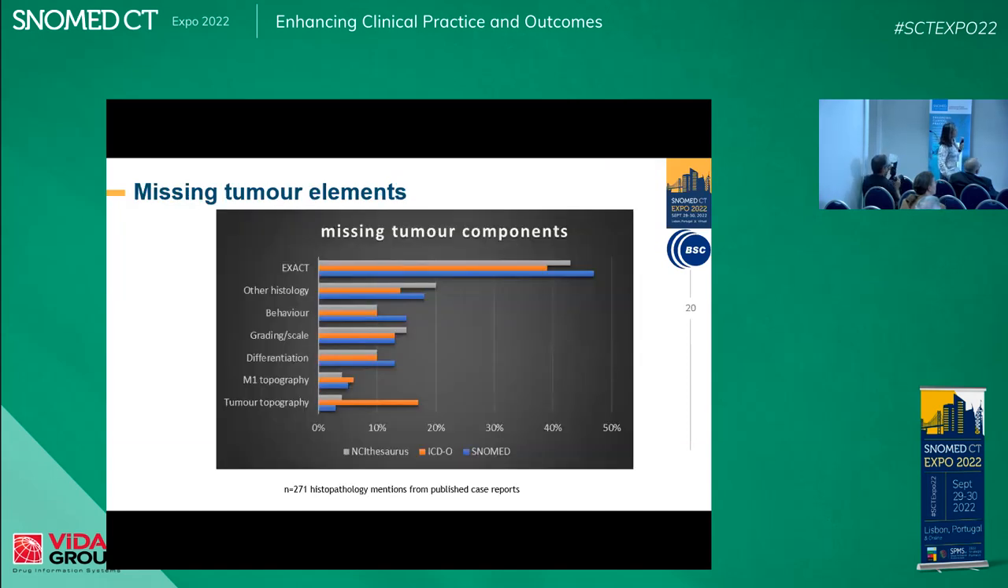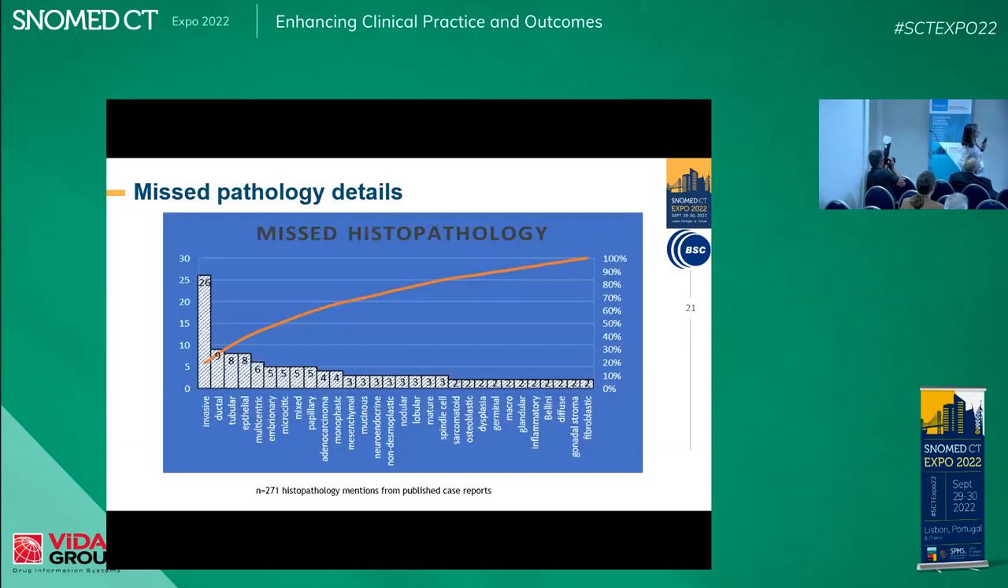And what we found is that we have an exact code in a bit less than half of the mentions that we had in this corpus. Interestingly, one of the major problems was specific histology details that were not in the code. Others were the behavior, if the tumor metastasized, the grading of the scale, etc. Here, we'll see some histology things that were missing. So in the text, we had that the tumor was invasive, ductal, tubular, epithelial, multicentric. All these mentions were not captured by our codes and would have had to be post-coordinated.